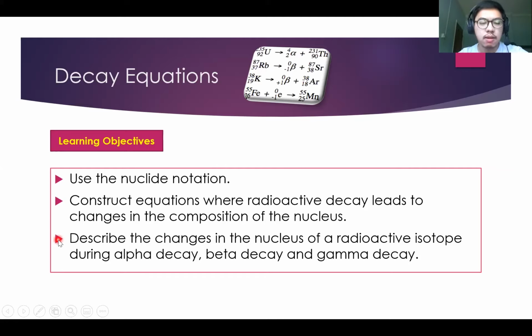The third thing that you will learn in this video lesson is what happens to the nucleus when there is alpha decay, when it gives out alpha radiation, and also what happens to the nucleus during beta decay and during gamma decay. We're going to talk in more detail about what happens to the atom, why an alpha particle is a helium nucleus, why a beta emission is an electron, and so on.